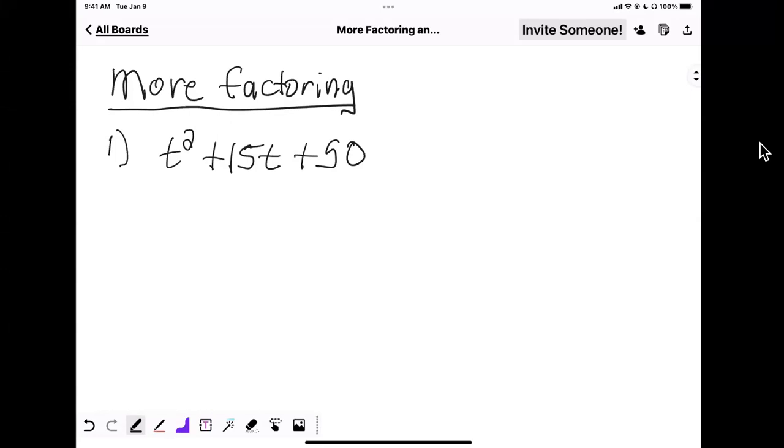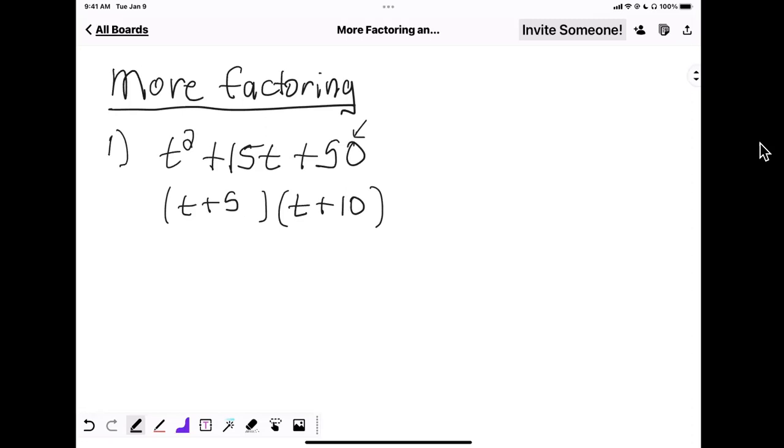Okay, so the way we did it last time, we would think of 2 numbers that multiply to be 50 but add up to be 15. I'm thinking 10 and 5. So t plus 5, t plus 10. It could be t plus 10, t plus 5. And if you FOIL it or double distribute it, you'll find out that that's the answer.